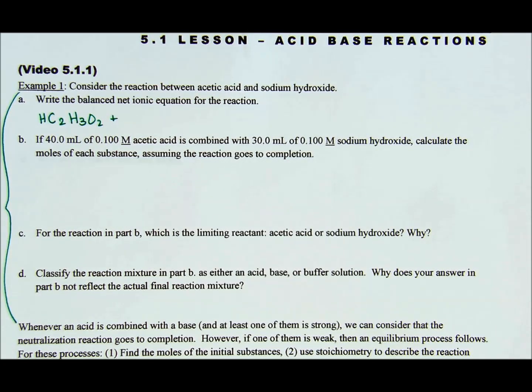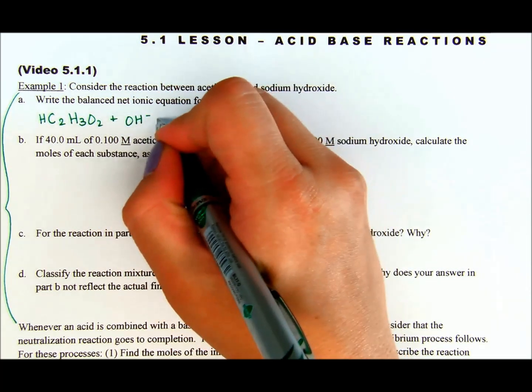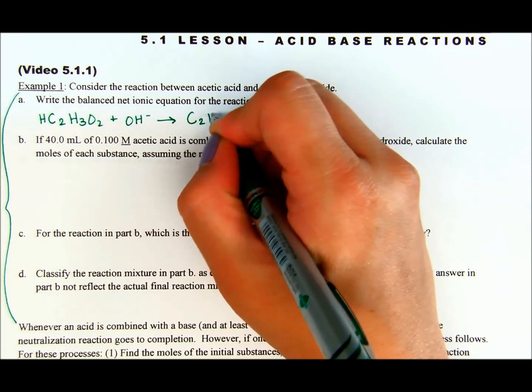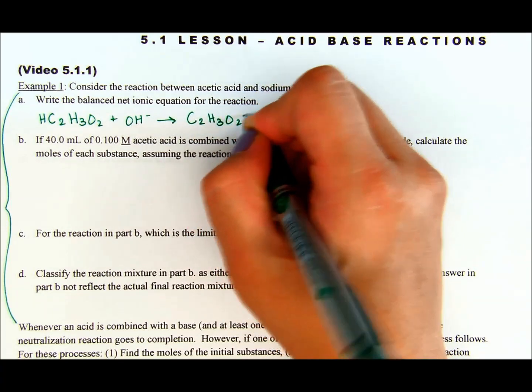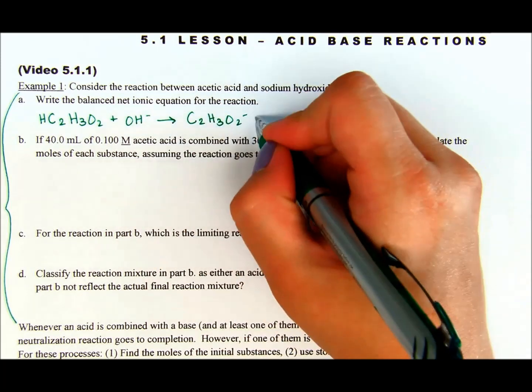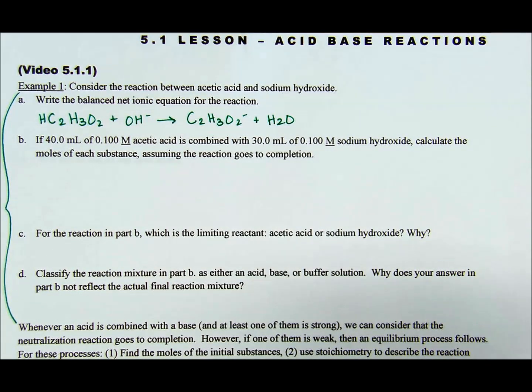We know that sodium is going to be a spectator ion, so I'm just going to leave it out. I'm just going to write the hydroxide, and that's going to go to my acetate. And there would be a sodium on this side as well, but again, it would be the same on both sides, so we left it out, plus H2O. Alright, so that's our balanced net ionic equation.